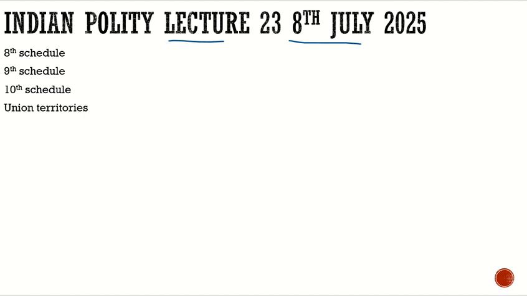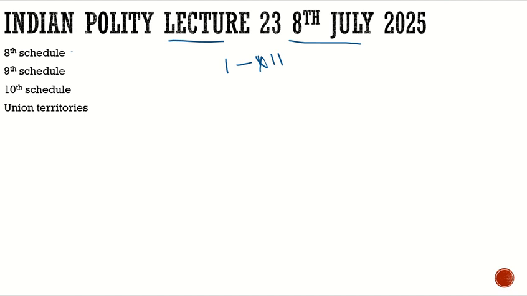So what are the various schedules? There are 12 schedules in the Indian Constitution. In yesterday's class, I told you that we are going to discuss till the 10th schedule today, and after that we will discuss union territories. About the 11th and 12th schedules, we will discuss them and we will take up the panchayats and municipalities. So yesterday we left at the 8th schedule.